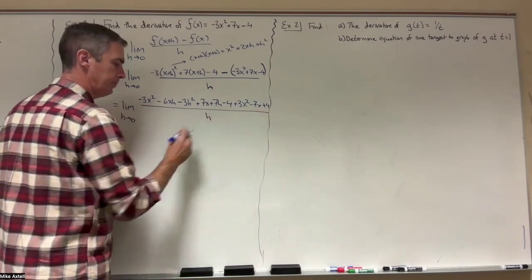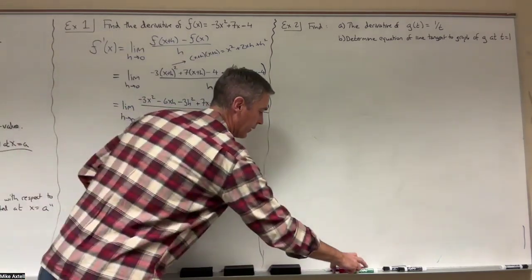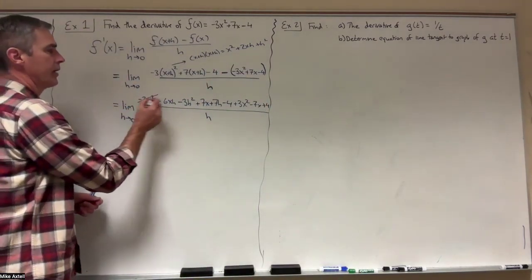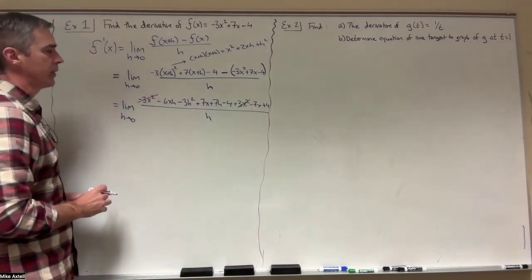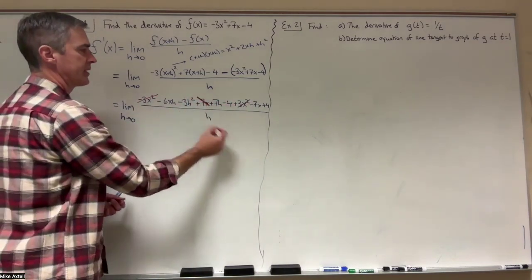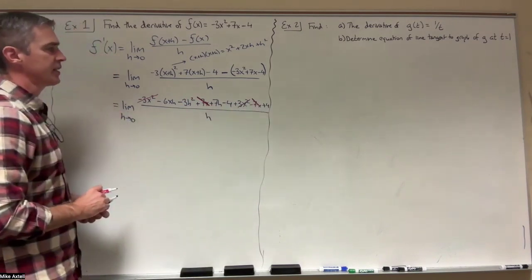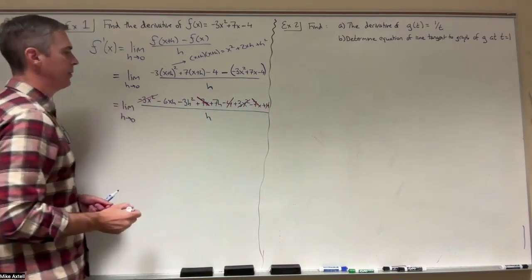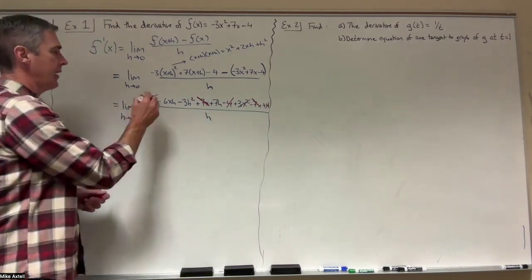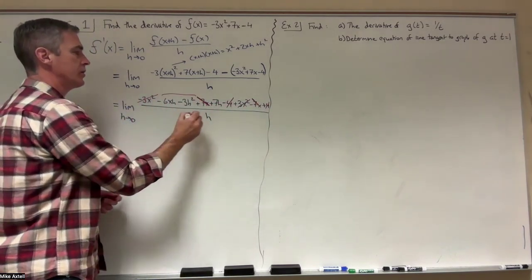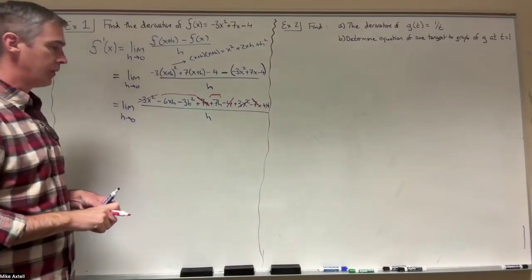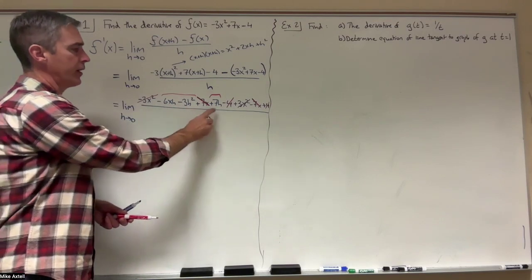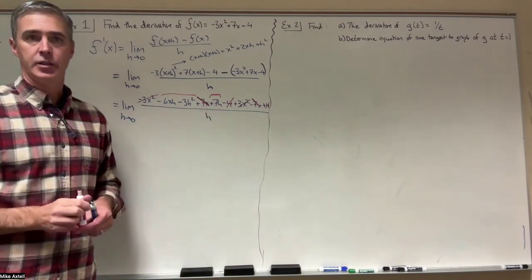All over h. And then if I get the red pen of cancellation, Beth, we can start going to town. -3x squared gets killed off by a positive 3x squared. Positive 7x gets killed off by a -7x, and a -4 gets killed off by a positive 4. So I think the only survivors are those two and that, right? And if you note, the -6xh, the -3h squared, and the positive 7h all have an h in common.